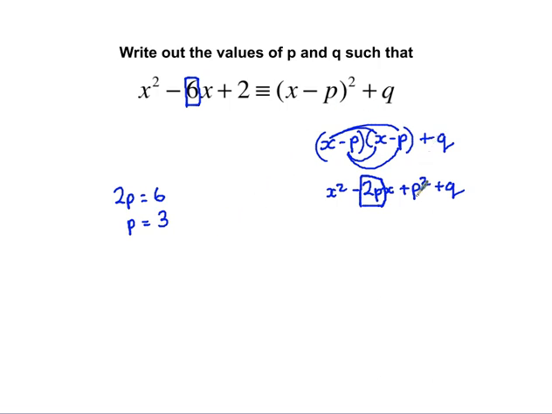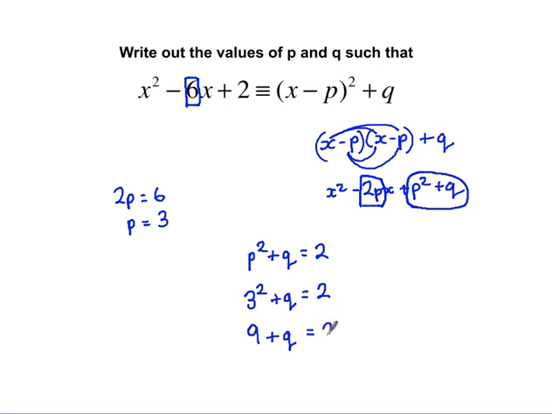So now we can use that to help us find this last part. This p squared plus q bit on the end here is going to be referring to the 2 term. It's not got an x in it, so it can't be referring to anything else. So we've got that p squared plus q must have a value of 2. Well, we can use what we've already worked out to help us here, because we know that p was 3. So we've got 3 squared plus q is 2. So 9 plus q is 2. So q must be minus 7.